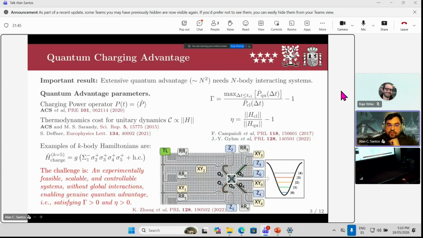So what we wondered is, okay, assuming that this is not easy in the experiment, how can we achieve this quantum advantage without these global operations? So the idea is trying to find a Hamiltonian that satisfies the conditions for quantum advantage, which are this gamma parameter related to the power and this eta parameter related to the cost to implement the Hamiltonian. Both of them have to be higher than zero. So what kind of Hamiltonian can give us this advantage?